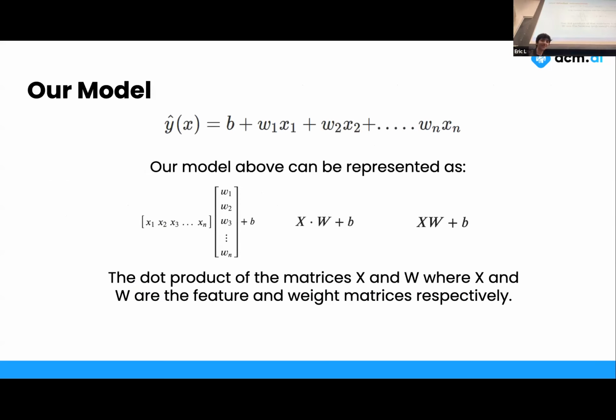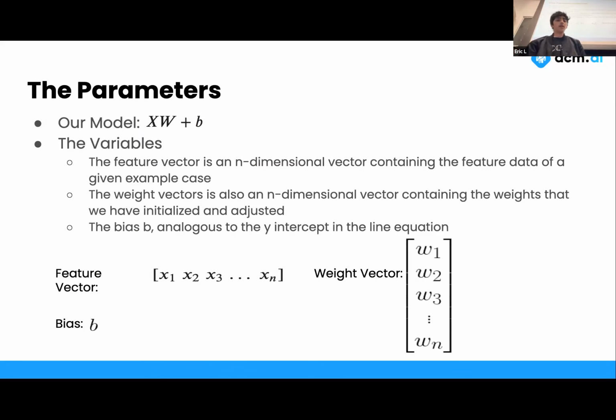So now we get into some more matrix notation. This linear equation can be represented by the dot product of two matrices. And the dot product is basically x1 times w1 plus x2 times w2 plus ... plus xn times wn. So for conciseness, and so that we're not writing these really long column vectors and row vectors each time, you'll just say it as x times w, and that just means the dot product in this case. Okay. So once again, our model is xw plus a bias.